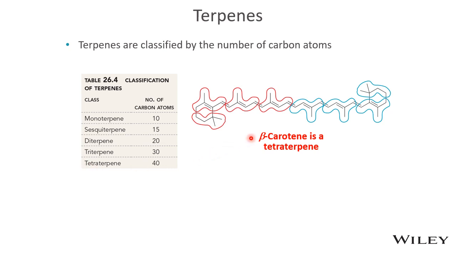So beta-carotene, which we saw a lot in the conjugated systems chapter, is actually a terpene, and it is made up of 8 isoprene units, so that makes it a tetraterpene. It has a total of 40 carbons involved. And this structure shows all of the isoprene units making up our beta-carotene.